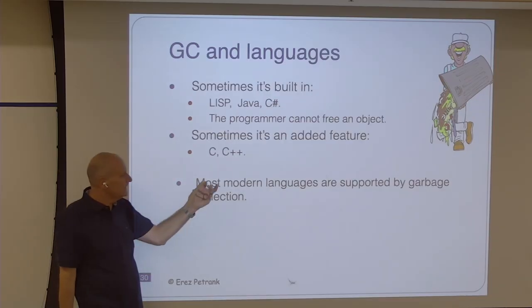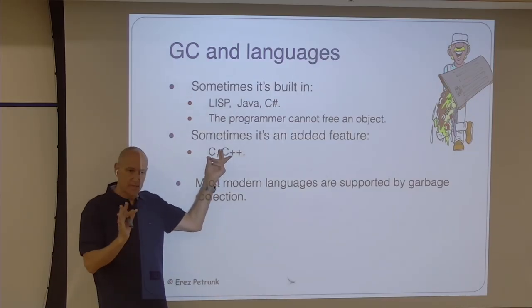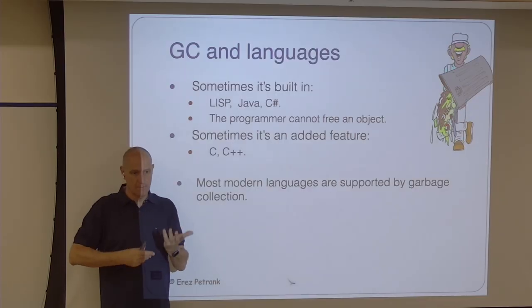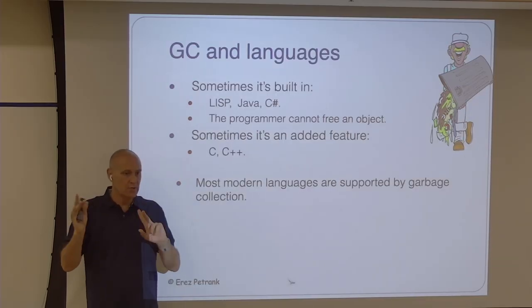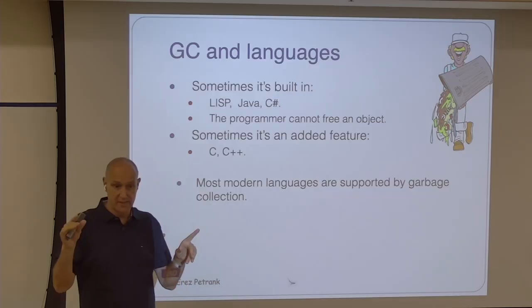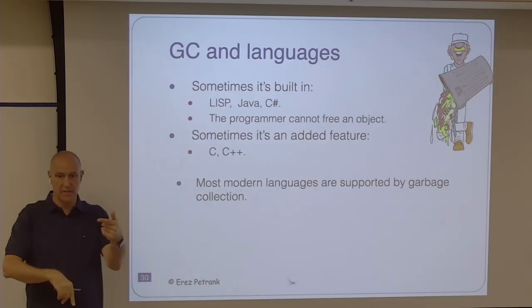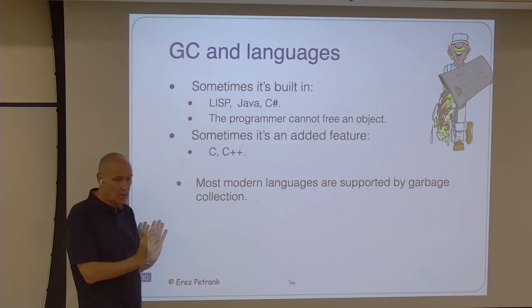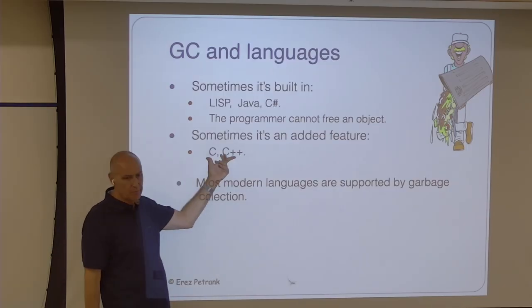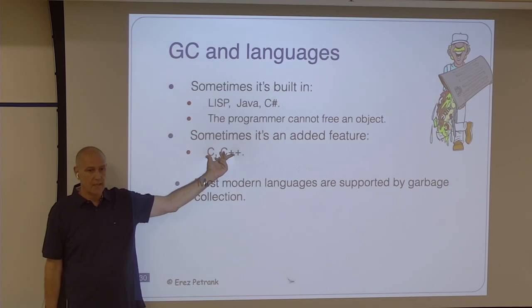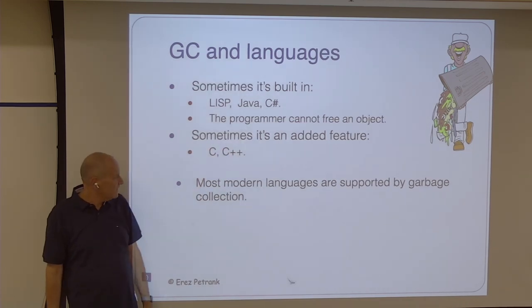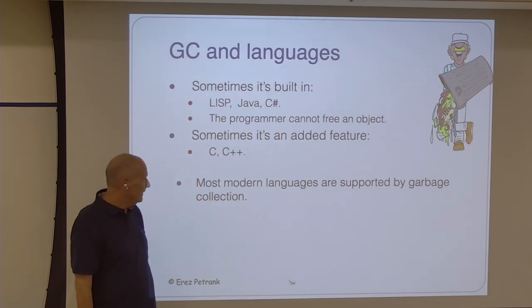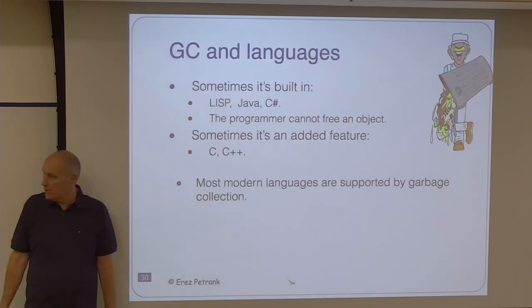You have to program nicely. You cannot do pointer arithmetic. You cannot take a pointer and add 8 to it, because this doesn't work with the garbage collector. But if you do it properly, then it's really easy to use it with C and C++. And most modern languages are supported by garbage collection.